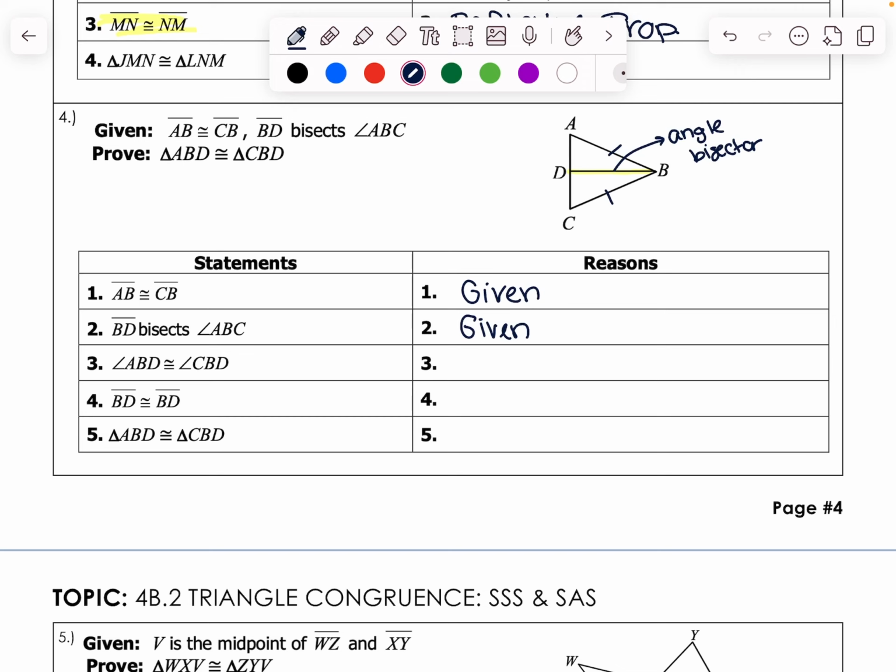Okay, and it's bisecting angle ABC. So what that does is it cuts it in half so that those two halves are equal. So that's step 3. Angle ABD is congruent to angle CBD. That's because it's the definition of angle bisector.